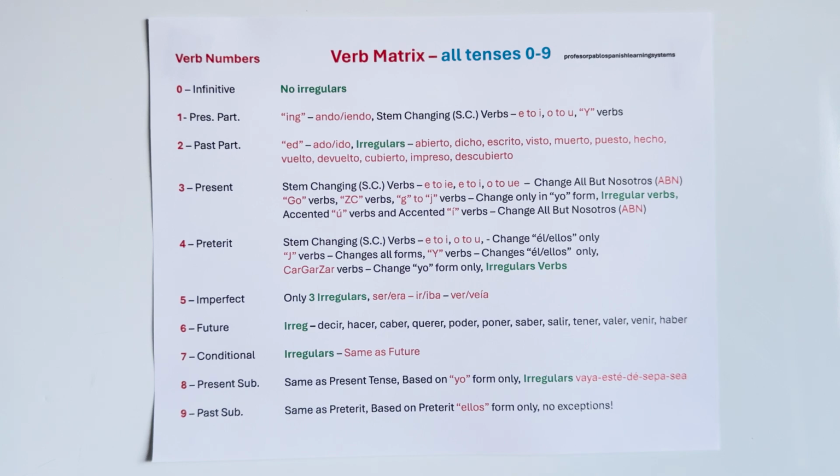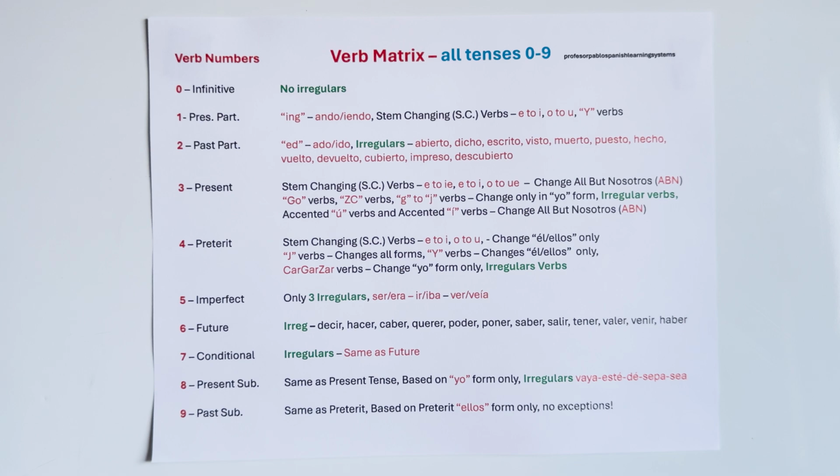Now we get to 8 and 9, the present and the past subjunctive. The present subjunctive is a verb tense that you don't use by itself. Imagine if you're towing a trailer down the road. You need a vehicle towing the trailer, you need a trailer hitch, and then the trailer. Well, in the analogy, the vehicle towing the trailer for the present subjunctive is going to be something out of number 3, the present tense.